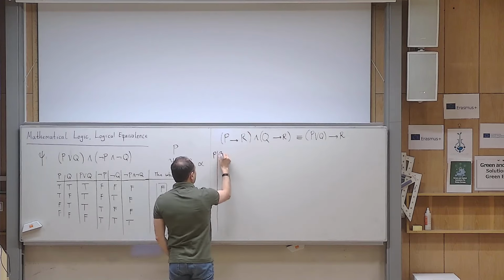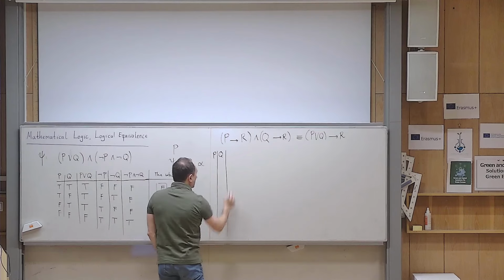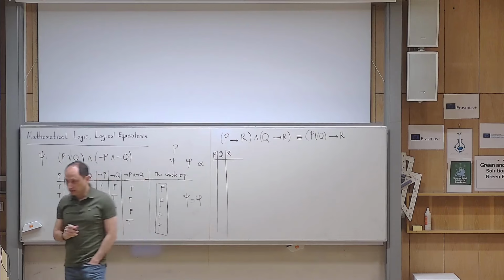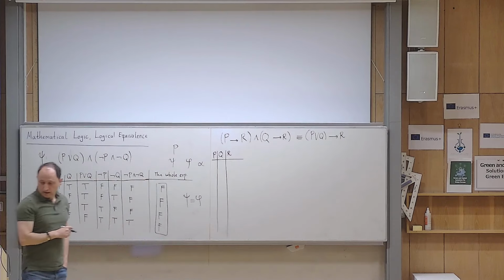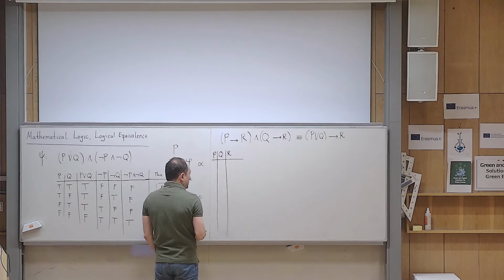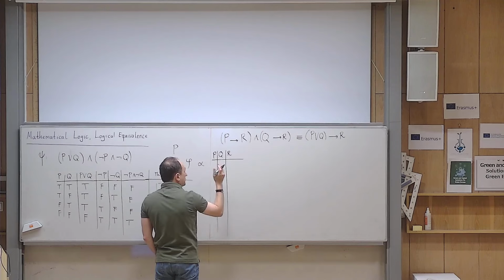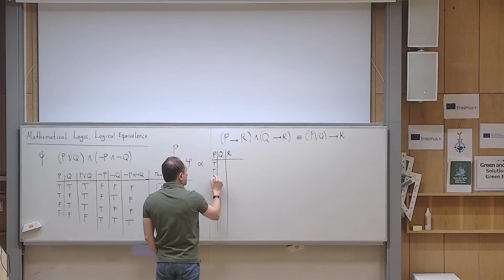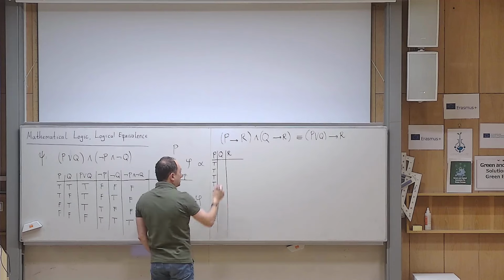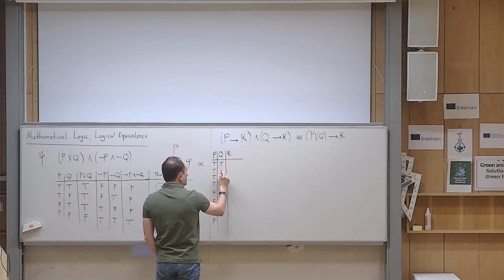So P, Q, R. Let me see if I'm recording or not here. Okay, do you remember how I should arrange them? What was the algorithm? 8 divided by 2 is 4. So I will start with 4 T's and then 4 F's. The next column, I start with 2 T's, 2 F's.